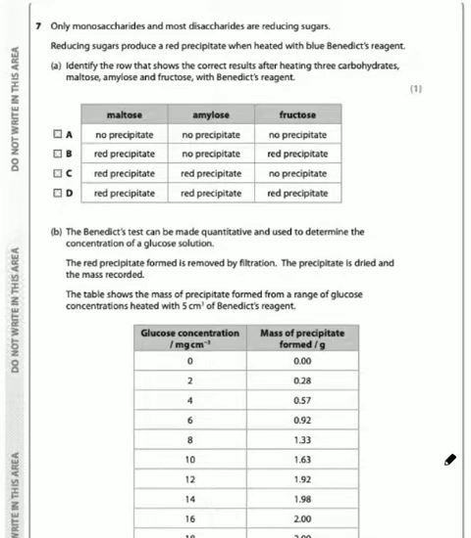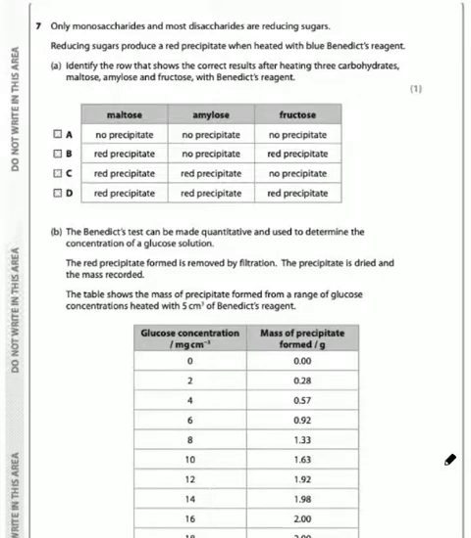So, question number 7. Only monosaccharides and most disaccharides are reducing sugars. Reducing sugars produce a red precipitate when heated with blue Benedict's reagent. Identify the row that shows the correct results after heating 3 carbohydrates, maltose, amylose, and fructose, with Benedict's reagent.